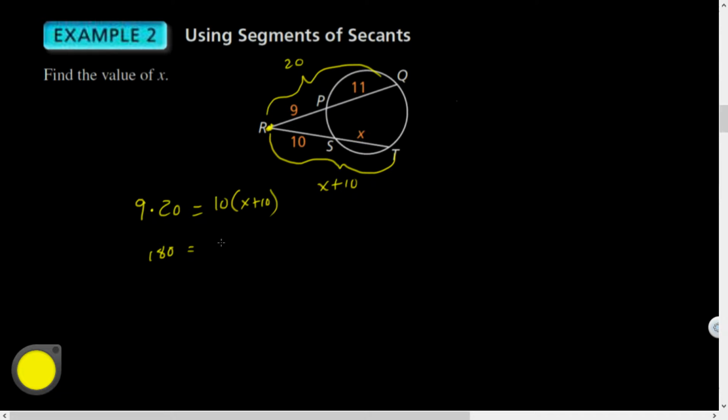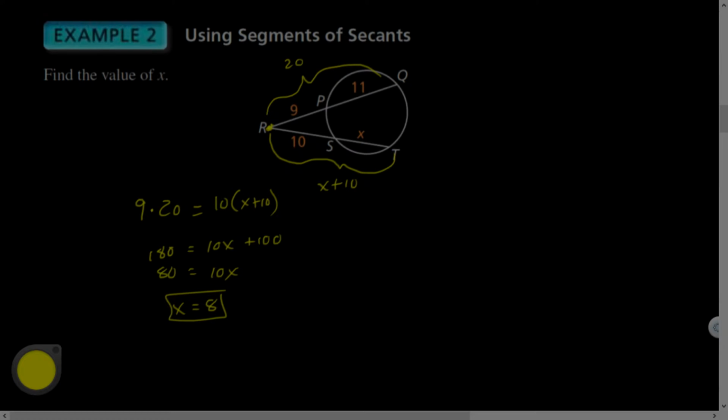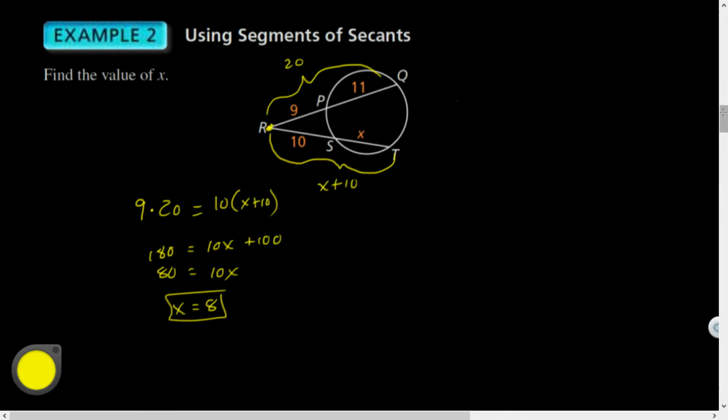So let's see, 9 times 20 is 180. Distribute that, that's 10x plus 100. Subtract 100 from both sides. I'll get 10x equals 80. Divide both sides by 10, x equals 8. Right, the algebra we're good at. It's just going to be a matter of, can we do the original setup. Here, let's see.